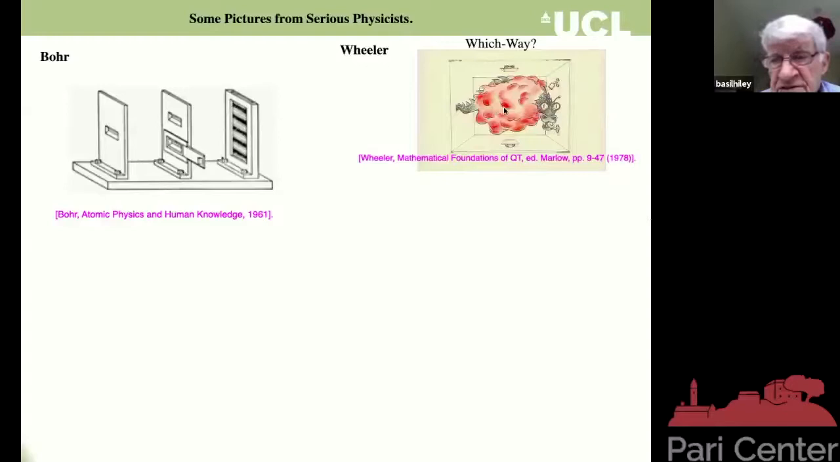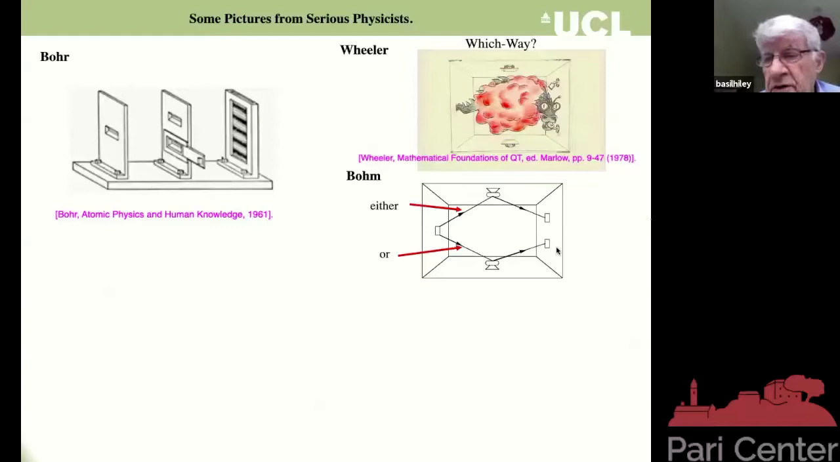Anyway, but he published, when we were talking about which way experiments, this is what quantum mechanics is. We know there's a source where our particles come in from the tail, and we know our detectors go click. Whereas Bohm was saying, look, either it goes this way or it goes that way. What's the problem?